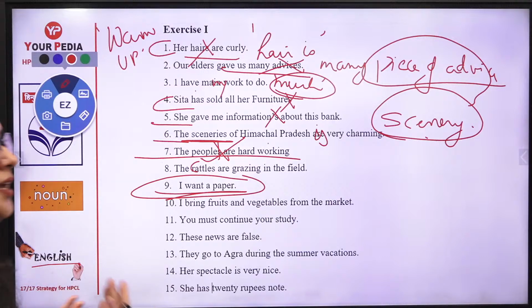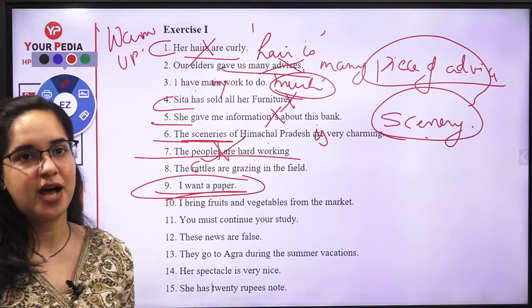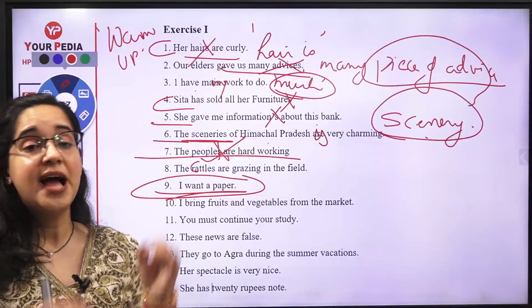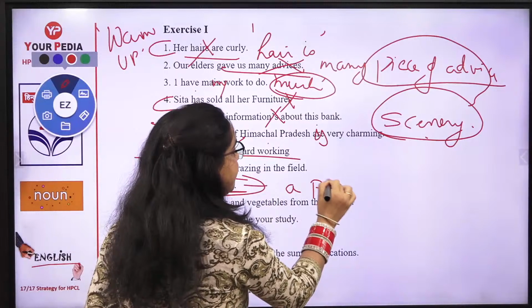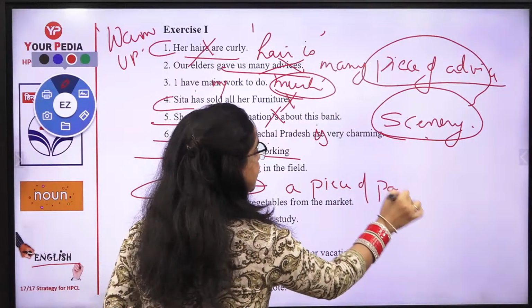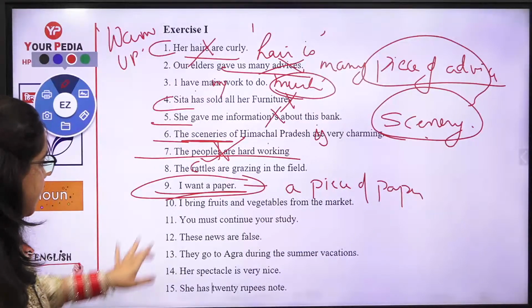Now, generally in informal slang, we do say that I want a paper, but it is wrong. I want a piece of paper. Very good. I want a piece of paper. Good guys. Next is do this one.